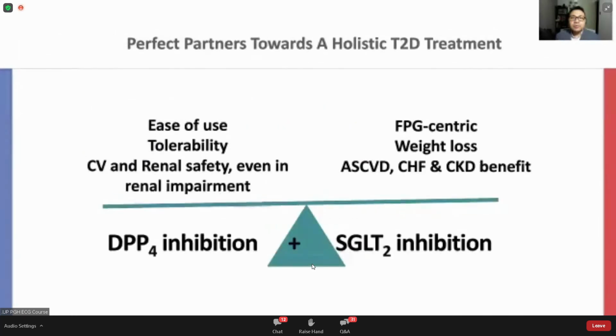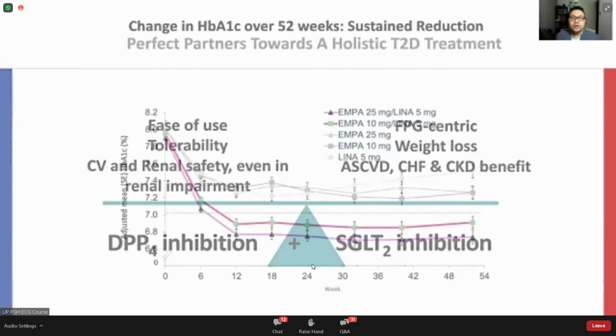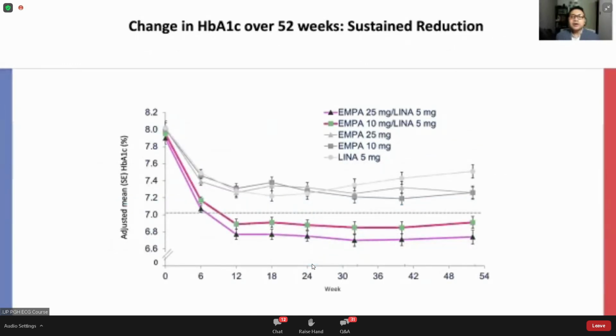And to provide a holistic treatment for these diabetic patients, you can give a more sustained HbA1c reduction if you give this fixed dual combination of empagliflozin and linagliptin, as compared to monotherapy of either EMPA or LINA alone. It was a sustained reduction all throughout the 1-year follow-up.